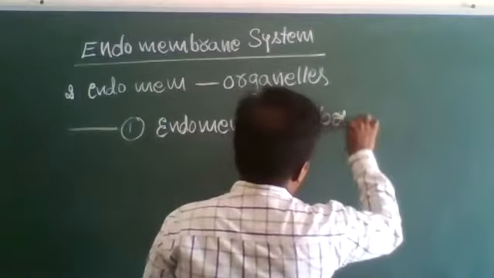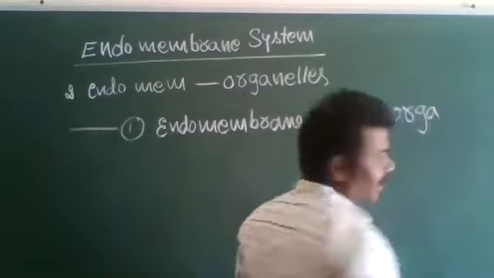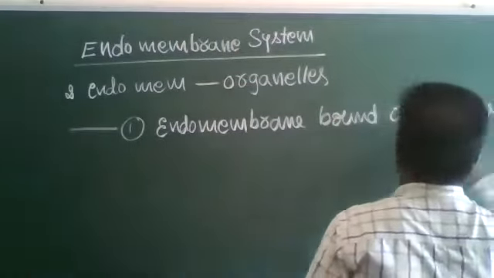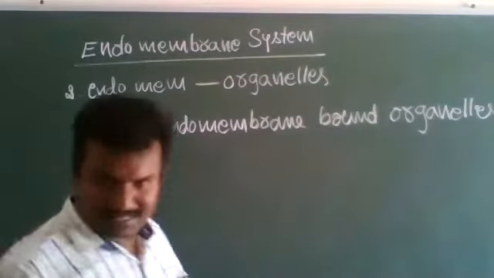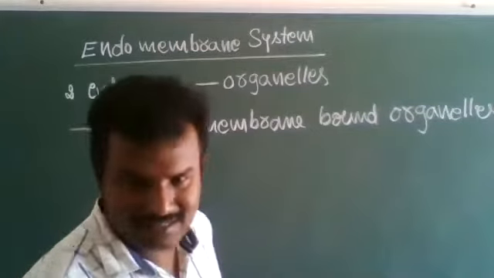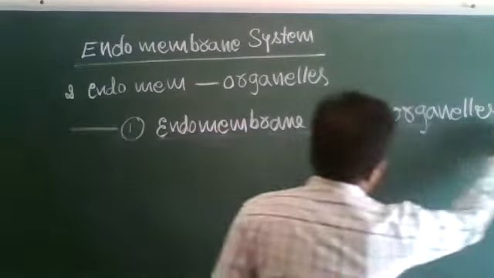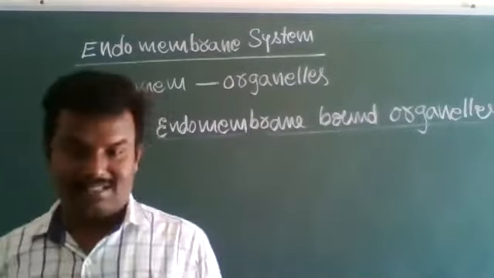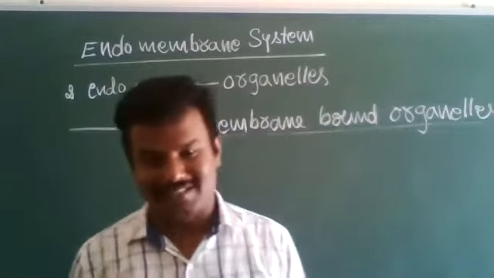Endomembrane bound organelles. Another one is non-endomembrane bound organelles. Today we will see about endomembrane bound organelles. Tomorrow we will see about non-endomembrane bound organelles.